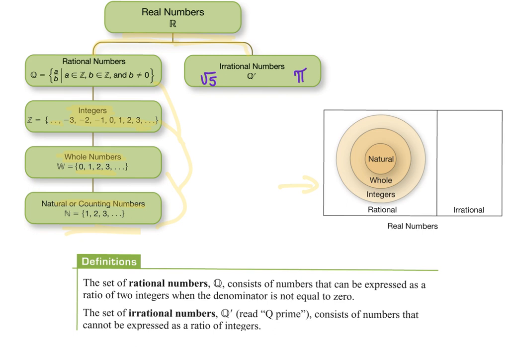You'll notice here your most specific set of numbers is in the center. We have natural numbers, and then we have a bigger circle for whole, a bigger one for integers, a bigger one for rational. Actually, they have a box now for rational, and then real includes your irrational and your rational. And there are no subsets within your irrational numbers.